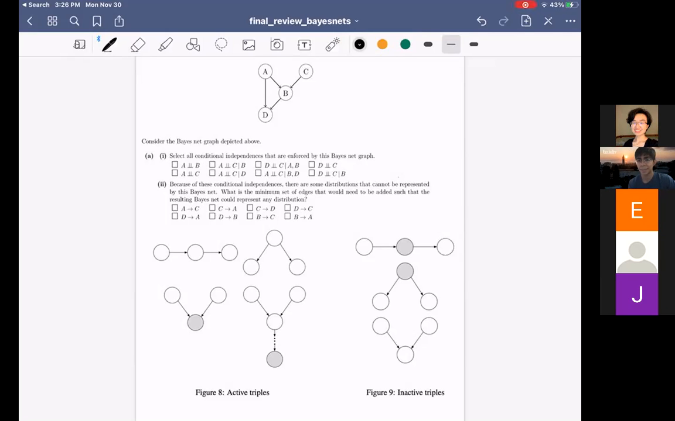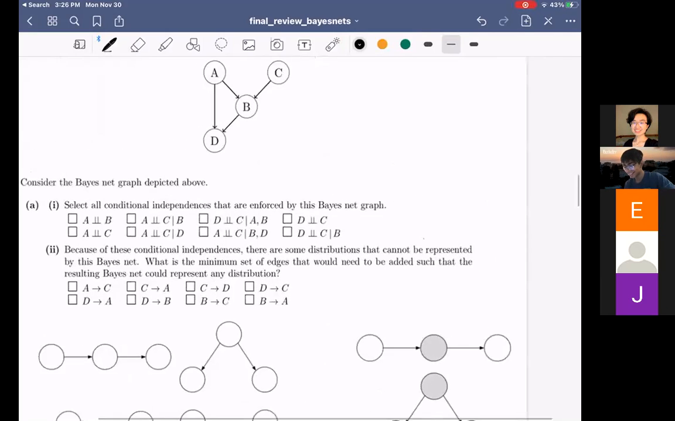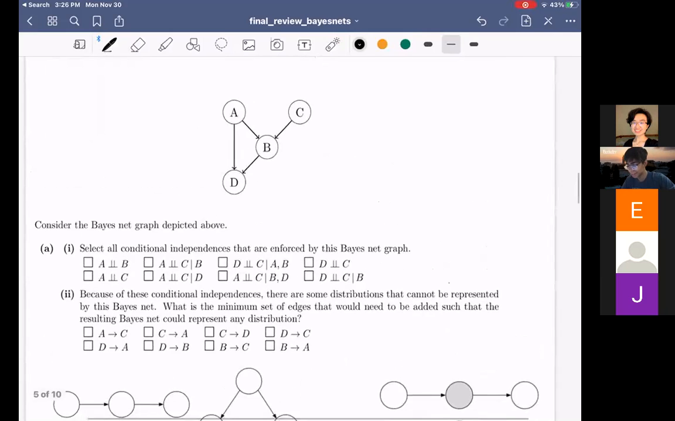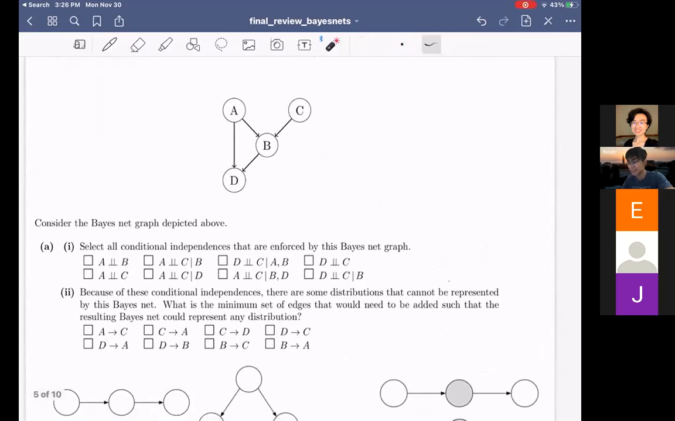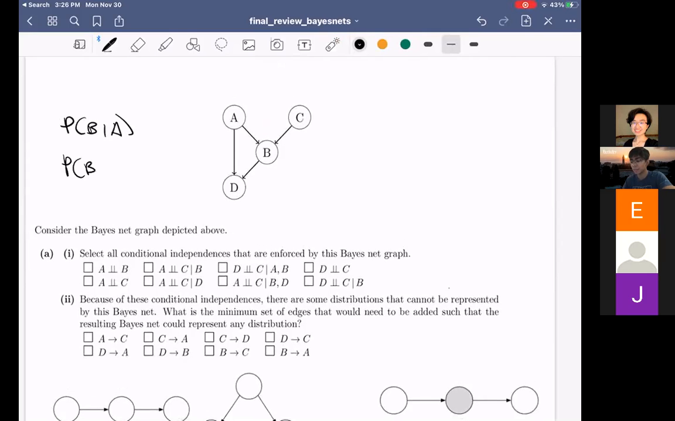All right, so let me go over this one. So we're going to select all the conditional independences. The first one, A independent of B. This is not true because there's an arrow from A to B. So this path, even though it doesn't have any triples, you know that this Bayesnet has some table P of B given A, and there could be anything in that table that makes it so that, for example, P of B given plus A is not equal to P of B given minus A. So whenever there's a direct edge between two nodes, they are not guaranteed to be independent.